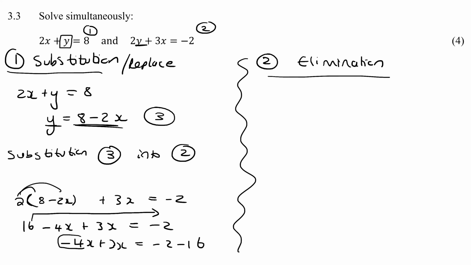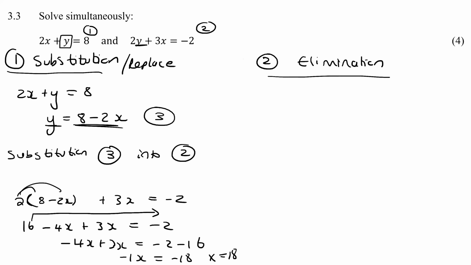And now what is minus 4 plus 3? Well, that gives you minus 1, so minus 1x, and on the right you end up with minus 18. Then to get x alone, you divide both sides by minus 1, and you should end up with x equals 18. That is not the final answer. You also have to go and find y.